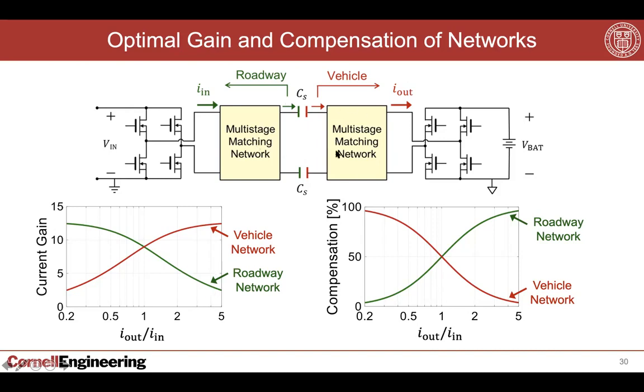Now, the amount of work a matching network has to do in providing current gain or voltage gain basically imposes, in a sense, a stress on the matching network. And so in order to get an overall maximum efficiency, it turns out that for the matching network that is providing more current or voltage gain, you have it provide less compensation. So for example, if you had I out over I in as 2, so the vehicle side network was providing a bigger current gain, then the vehicle side network would provide less of the compensation and let the roadside network provide more of the compensation.